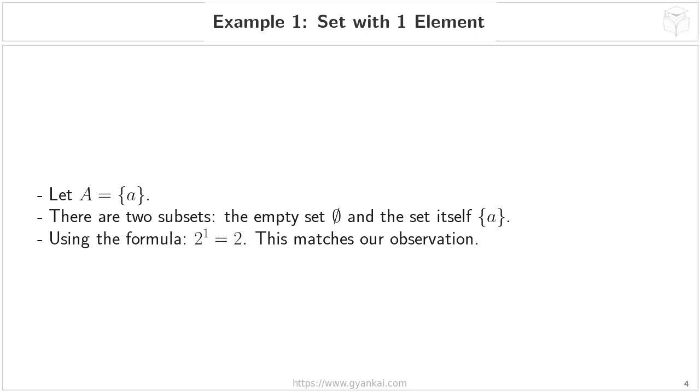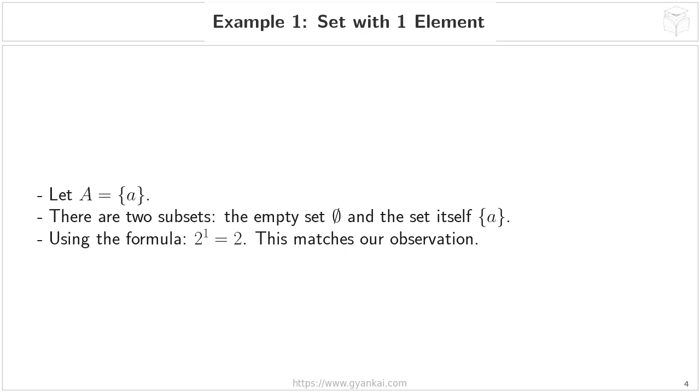Now let's check if our formula works. In this case, n, the number of elements in set A, is 1. So, according to our formula, the number of subsets should be 2 raised to the power of 1, which is simply 2. And as we just listed, we do indeed have two subsets. This confirms that our formula holds true even for the simplest of cases.